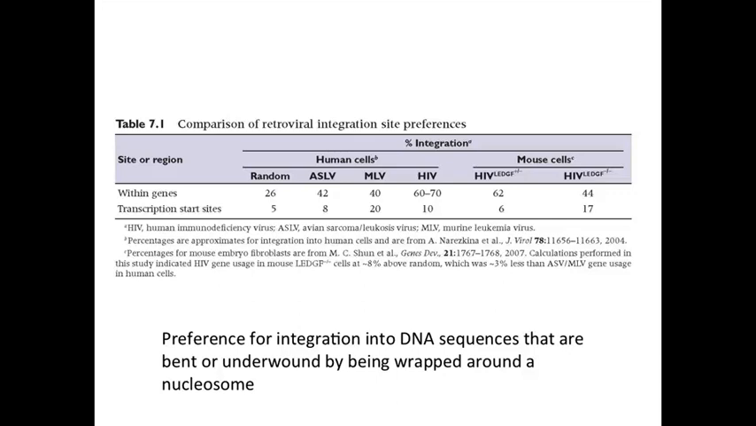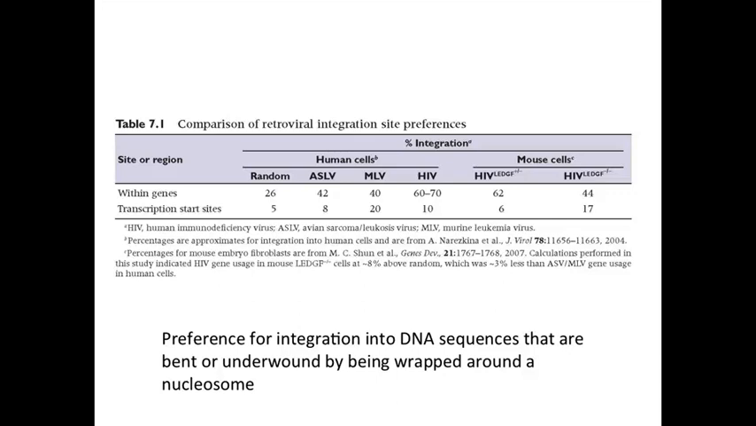Now, earlier, a lecture or two ago, someone asked about retroviral integration sites. So here's a table that addresses that. This is a table where we're looking at retroviral integration site preferences. This is an analysis of human cells or mouse cells that were infected with a couple of different retroviruses: ASLV, an avian retrovirus, a mouse retrovirus, and HIV, of course, a human retrovirus. And then the integration sites are mapped, to know whether they are within genes or at transcription start sites.